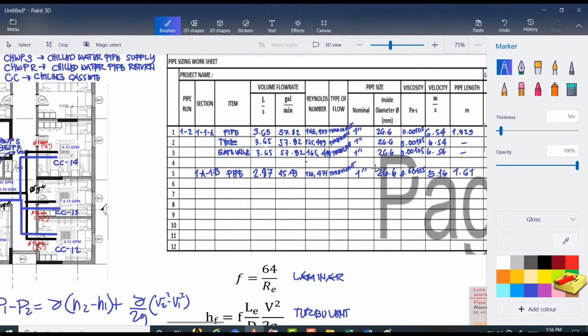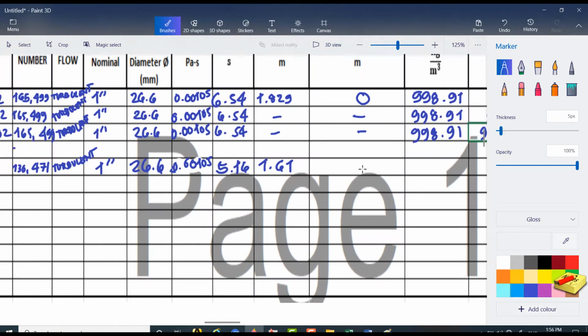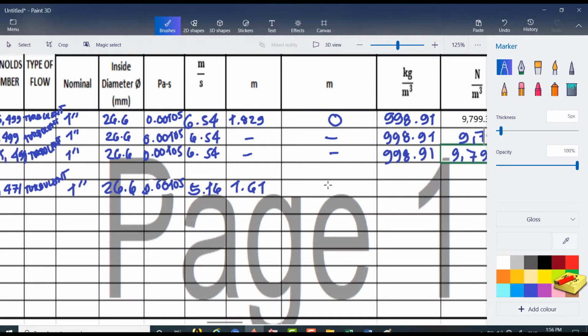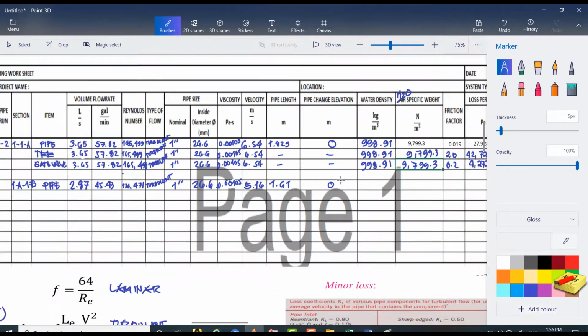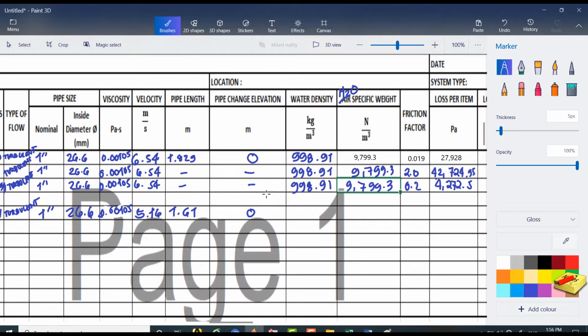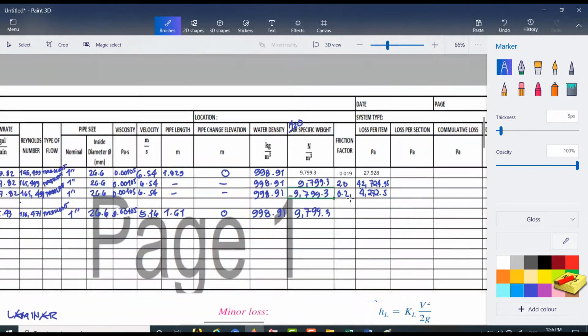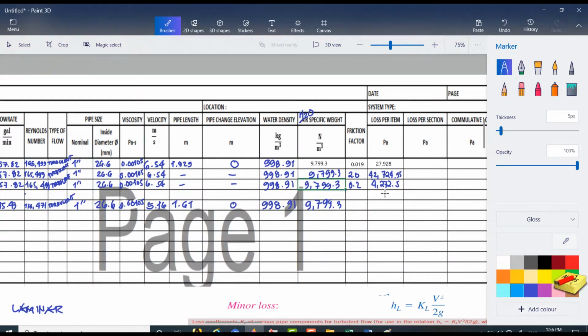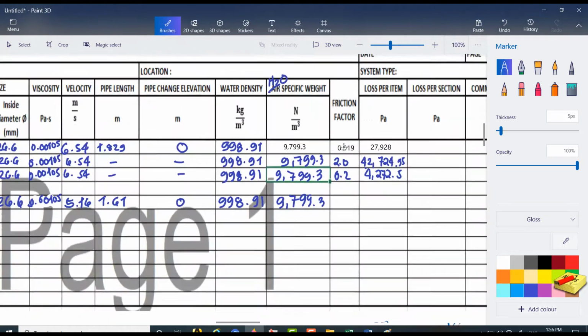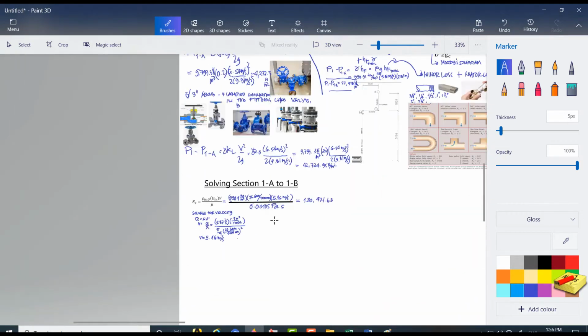Then we have change in elevation, which will be 0. The density is the same also, which is 998.91. The specific weight will be 9,799.3. For the friction factor, let's go to the Moody's diagram.